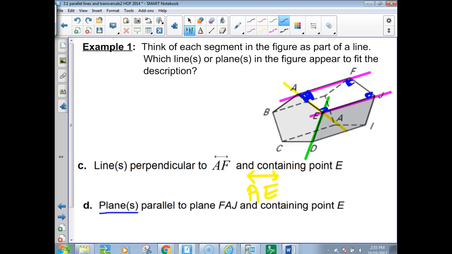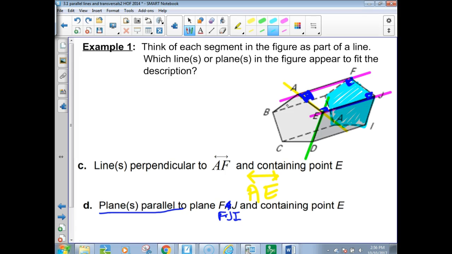So this says find a plane parallel. This is what I need you to change because they use the A twice. Please change this to not FAJ, but FJI. So I'm just going to use this back plane. Name a plane parallel to the back. Now the back plane FJI is this pentagon. So what would be parallel to that?